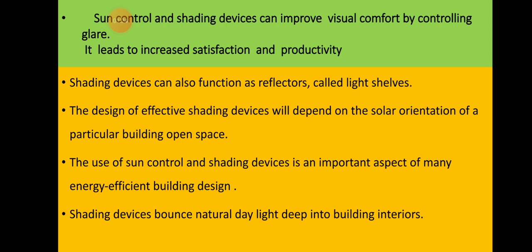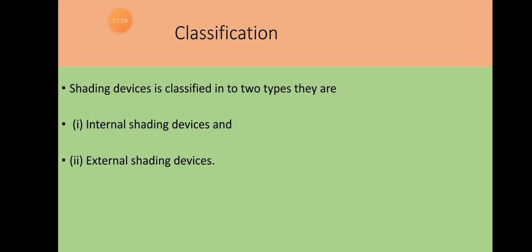The design of an effective shading device will depend on the solar orientation. It is the orientation of the sun's angle where the solar radiation is falling over the required object or building, or a particular building space, that is open space. The use of sun control and shading devices is an important aspect of many energy efficient building designs. The shading device bounces the natural light deep into the building interiors. The shading device is bouncing back the natural light.